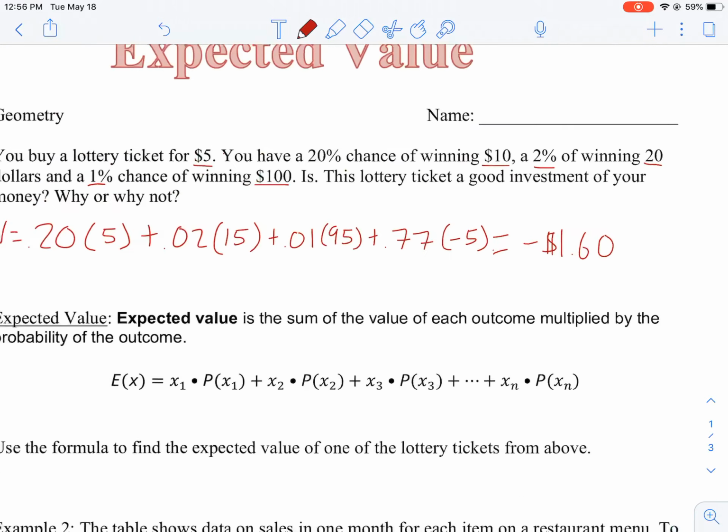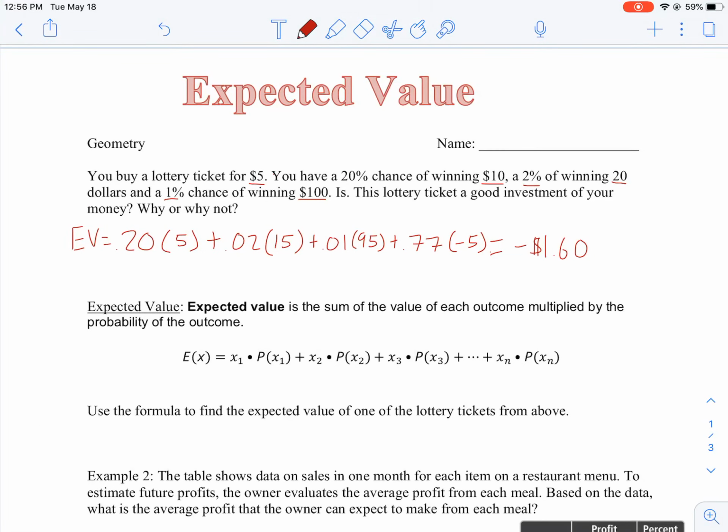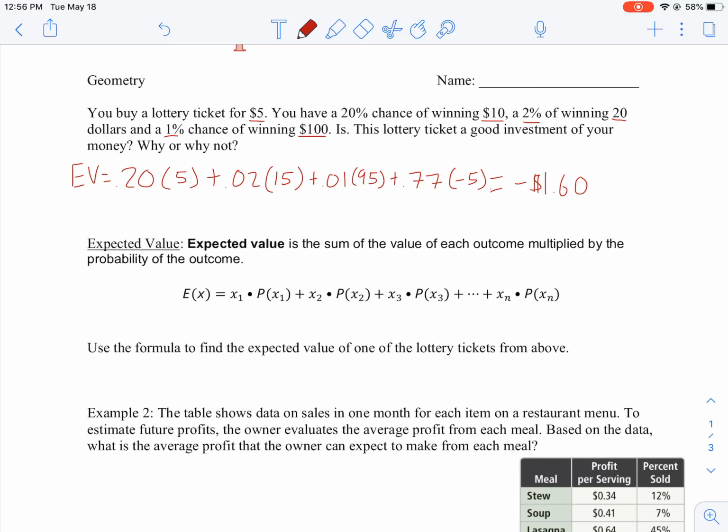Okay, and so if you bought a bunch of lottery tickets over time, you would be actually losing money. So this is actually not a good investment, as most lotteries are, okay? So that's what you're doing for expected value. You're taking all the probabilities and multiplying it by the value of that actual outcome, okay?